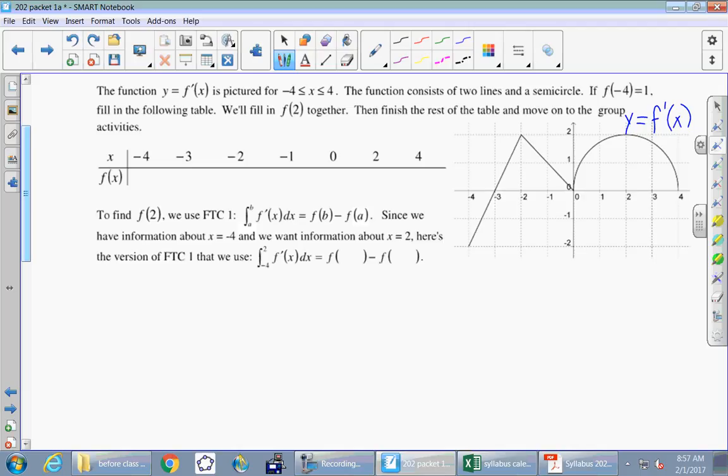Let's actually fill in this first part of the table. F of -4 is 1. Easy. Right, we're just filling in y values. And now let's go ahead and calculate f of 2. Okay, so we're going to do the fundamental theorem, and it's going to start like this. So go ahead and copy that, and we'll talk about why that's the right place to start.